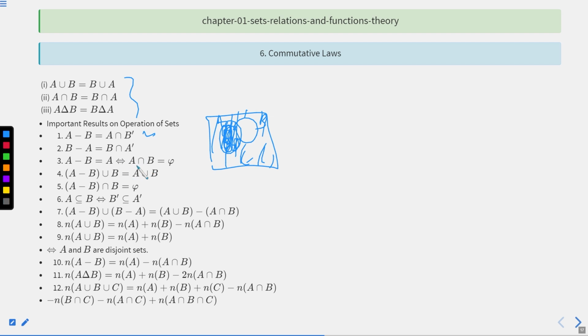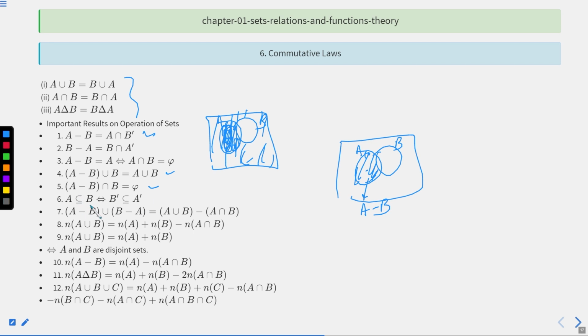And the converse is also true. If A intersection B is equal to phi, then A minus B can be written simply as A. Now the fourth point: A minus B union B can be written as A union B. And A minus B intersection B is phi. Suppose A and B; A minus B is these elements, and intersecting with B, there are no common terms of A minus B with B. So A minus B intersection B is phi.